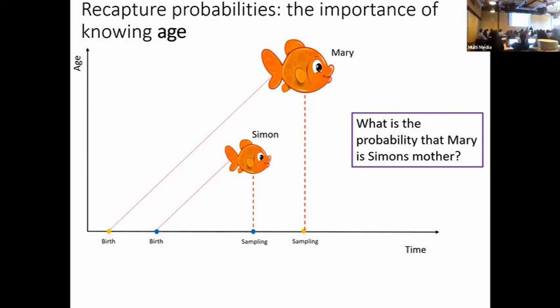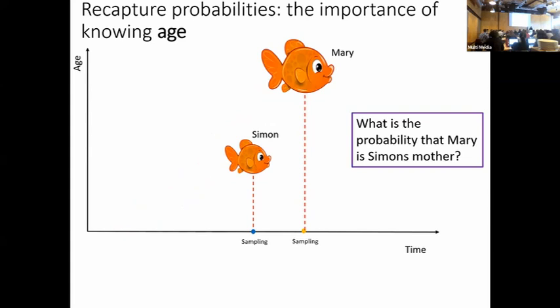And what do we know here? We know the sampling times both for Simon and Mary. If we also know the age of the individuals, then we know when the two individuals were born. So in this situation, Mary was born before Simon, so she could potentially be his mother. But in the opposite situation, when she was born after, she couldn't have been the mother, so we would assign a probability of zero. That means age is extremely informative about this kinship probability, or the recapture probability in our terminology.